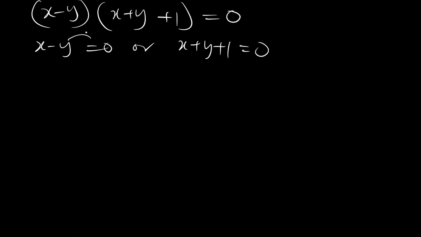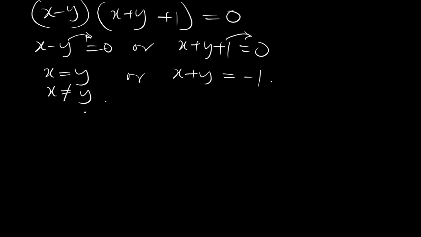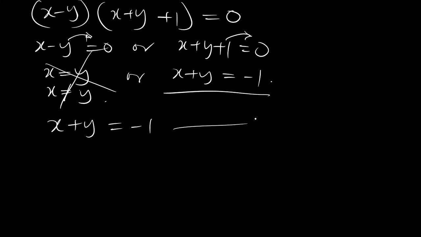So if you move this minus 1 to the other side, you have x is equal to y. Or if you move this 1 to the other side, you have x plus y equal to minus 1. But since x should not be equal to y, that is one of the conditions, that means this is not a solution. So this is a solution. So you have x plus y equal to minus 1. Let's call this equation 3.